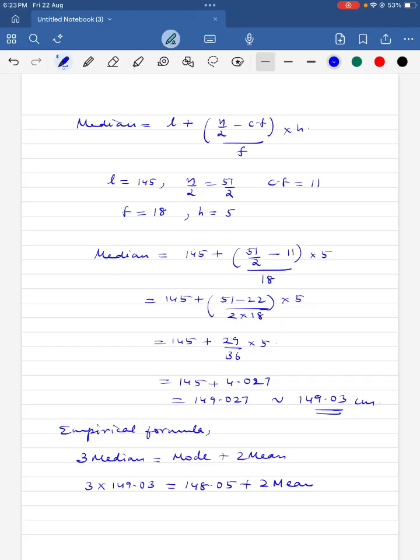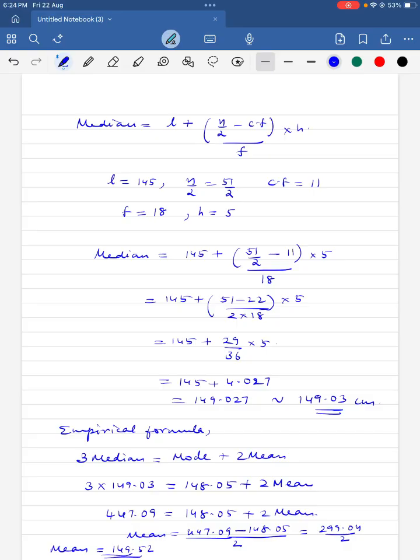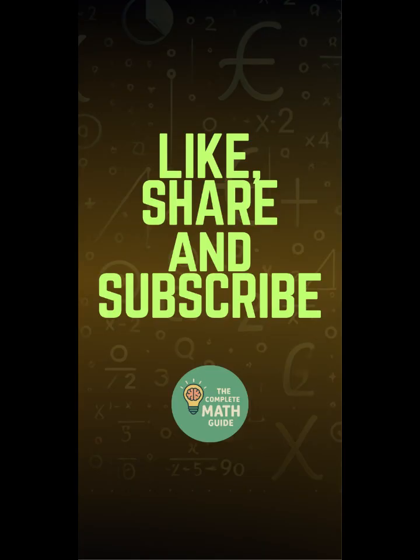So 3 times 149.03 is 447.09. That's equal to 148.05 plus 2 times mean, from which we can find the mean as equal to 447.09 minus 148.05 divided by 2, which is equal to 299.04 divided by 2, or the value of mean is equal to 149.52 centimeters.